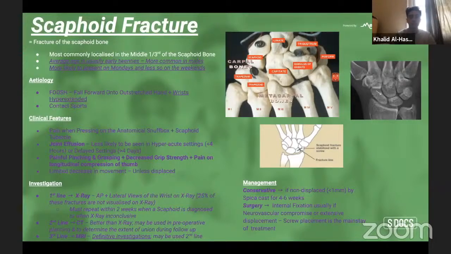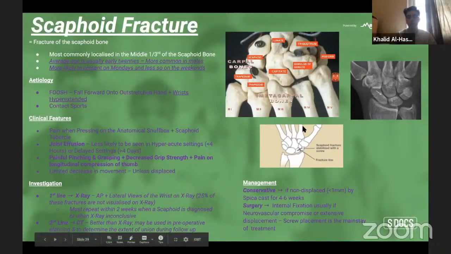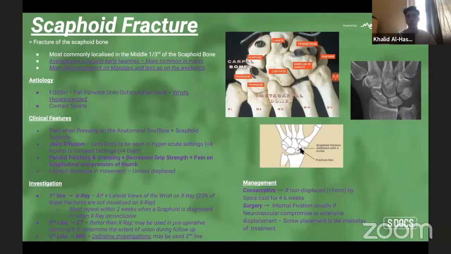Conservative management is used if there is a non-displaced fracture, which is less than 1 millimeter, and we use a Spica cast for 4 to 6 weeks. Surgery is usually opted for if there is neurovascular compromise or extensive displacement. Screw placement is the mainstay of treatment. If you take a look at the photo here, you can see a screw that has been passed through the scaphoid along the fracture line and is therefore used to stabilize the bone.